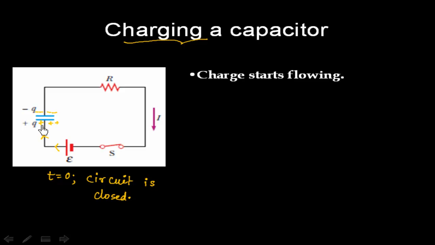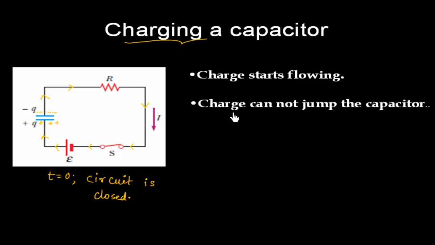So slowly charge will be developed. Basically you can see positive charge is flowing in this way. So this is the flow of positive charge. I am showing the direction of flow of positive charge, that is basically the direction of flow of current.